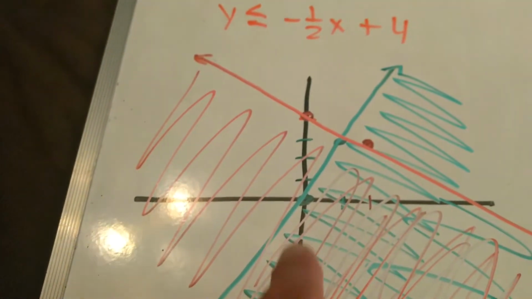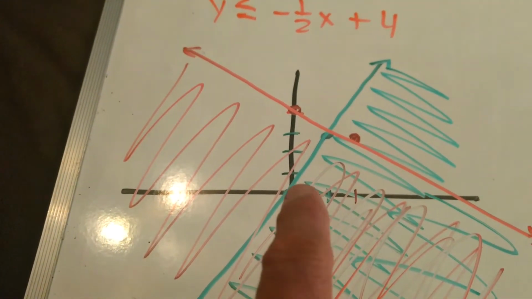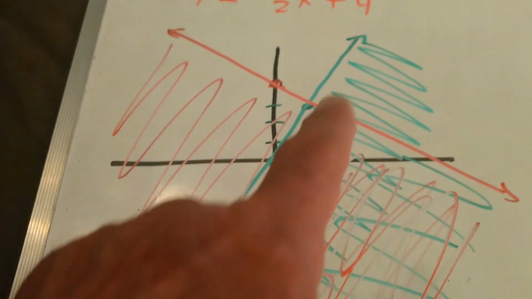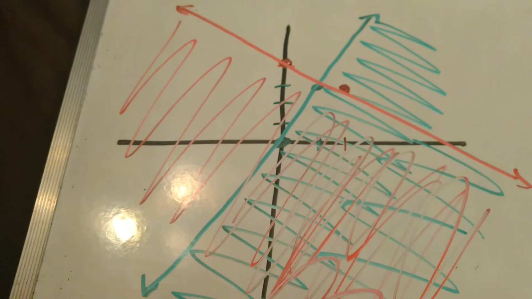See how the line splits the y-axis into two parts. Above the green line is greater than, below is less than. That's the reason I shaded all below the line.